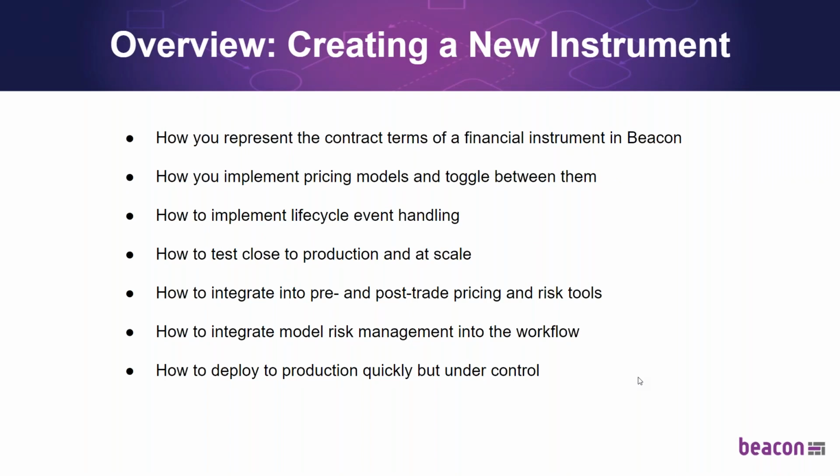So first, we need a way of representing the contract terms of the trade, the stuff that shows up in a confirmation agreement. Beacon has a hierarchy of Python classes that represent different types of financial instruments, and we'll extend that to add this new instrument. That instrument needs to know how to price itself. So we'll incorporate a couple of pricing models. One will be the default pricing model, and the other will be a comparison model.